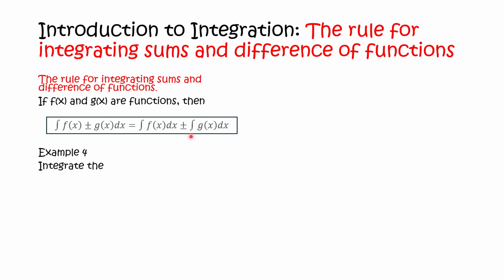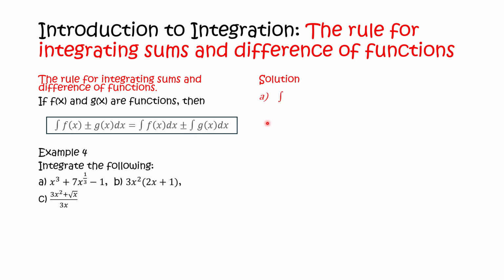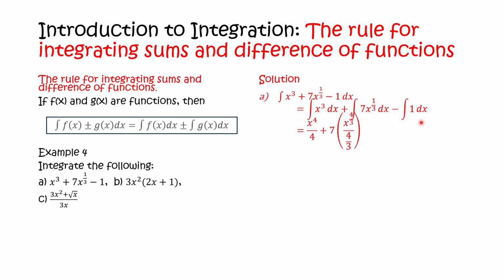Example 4. Integrate a, b, and c. So for a, we are going to separate each term. So we have the integral of x cubed plus 7 x to the power 1 over 3 dx minus the integral of 1 dx. We have separated this, and then integrating individually, we are going to get x to the power 4 over 4 plus 7 times x to the power 4 over 3 divided by 4 over 3 minus x plus c.